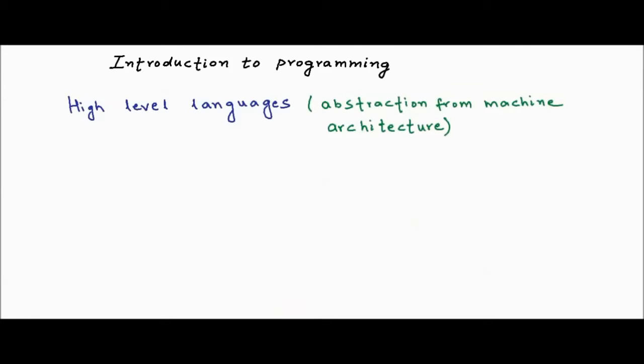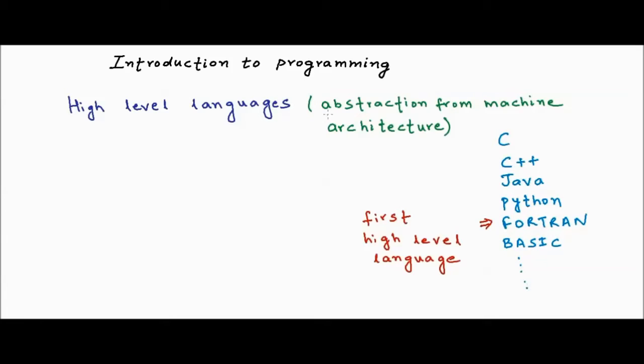High-level languages give you abstraction from machine architecture. Many high-level languages have been developed to date. I would name some of them. We have C. Finally, I took the name of C after so long. We have C++, we have Java, we have Python, and a couple of old ones like Fortran, Basic, and the list goes on. Fortran was the first high-level language developed by IBM.